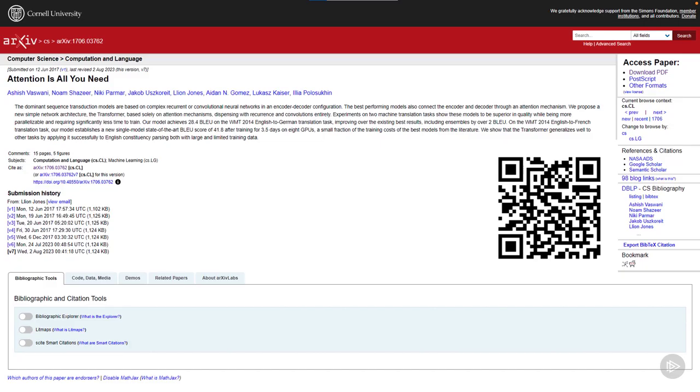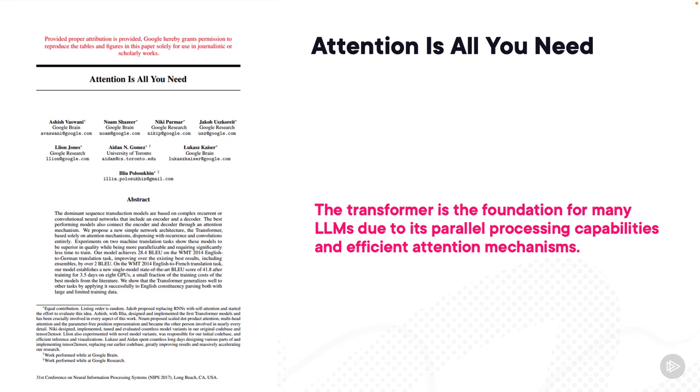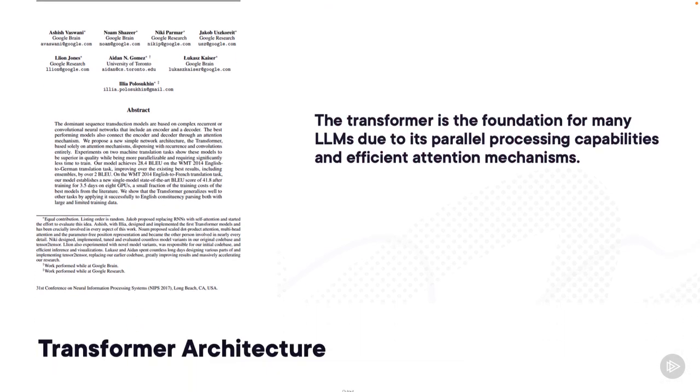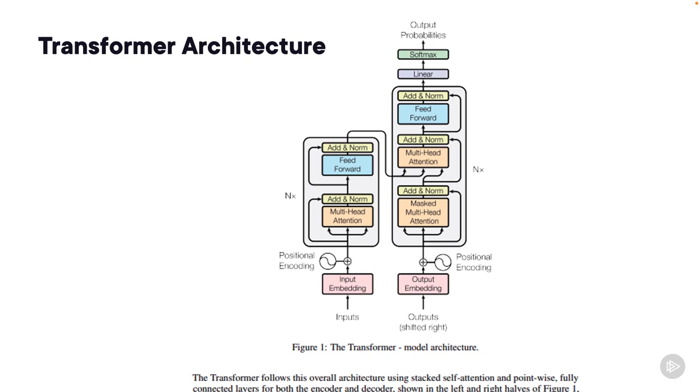The transformer architecture was introduced by Vaswani and others in this paper: "Attention Is All You Need." Feel free to pause the video and scan the QR code to navigate directly to the paper. This one right here. The transformer is the foundation for many LLMs due to its parallel processing capabilities and efficient attention mechanisms. If you scroll down a bit in the paper, you'll get to the diagram that shows the architecture.